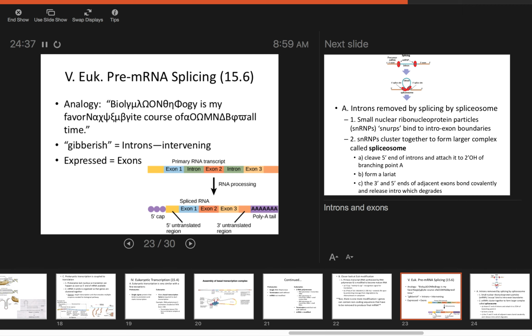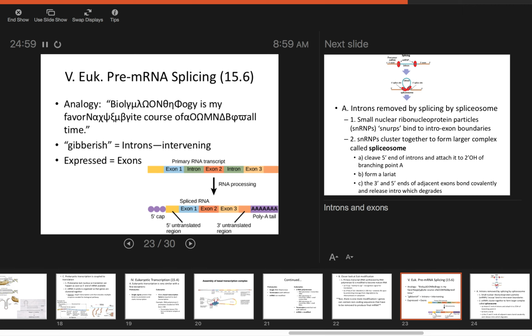So the gibberish are the introns, because they're intervening with your sequence. And the exons, which you would think would be excised or cut out, that's not true. Exons are expressed. They stay. How confusing is that, right? So introns are out, exons are in. That's good. Easy to remember.